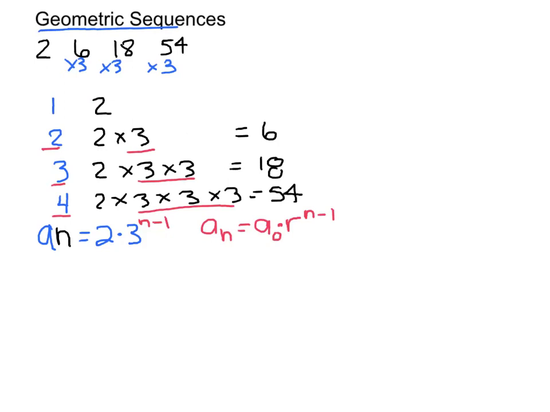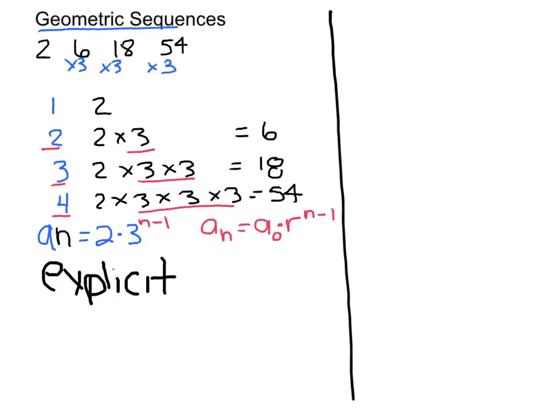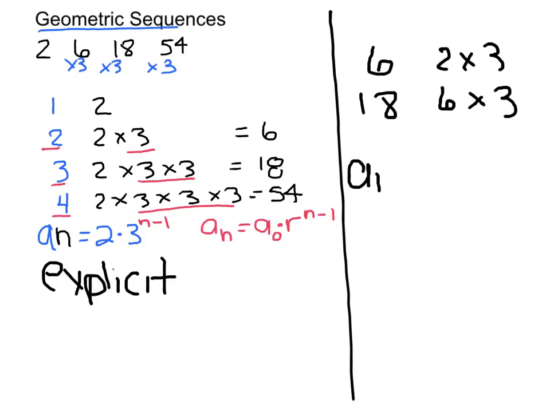So now let's take a look at the same problem, but I'm going to define it recursively. So again, this is my explicit formula. When I define something recursively, I define it in terms of the previous term. Like in order to get the 6, I would have to take 2 times 3. In order to get the 18, I would have to take the 6 times 3. So in order to get the next term, I would have to take the previous term and times it by 3. So the recursive formula for this one is a sub n minus 1 times 3.